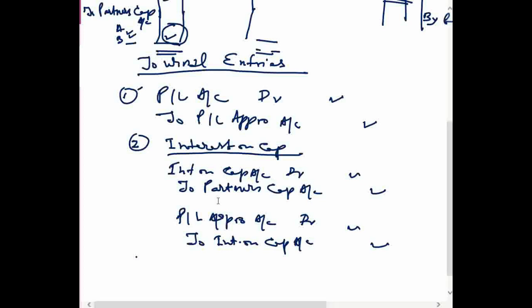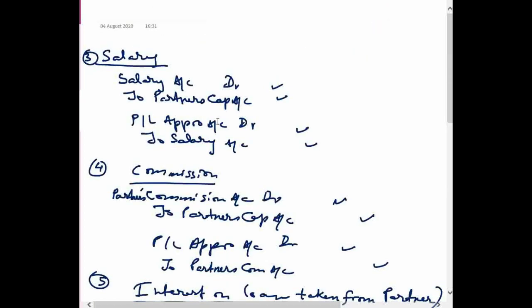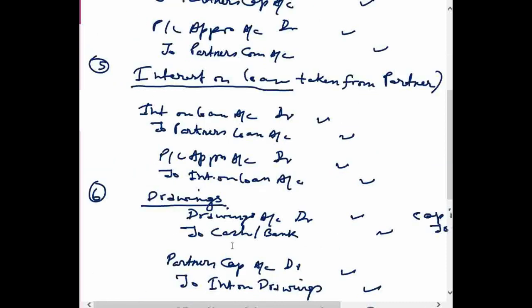For interest on capital, we passed these 2 entries. For salary, we passed the same 2 entries. For commission, again the same 2 entries, similar type. For interest on loan, there was a point worth noting: we don't credit the partners' capital account, but we credit the interest on loan account.